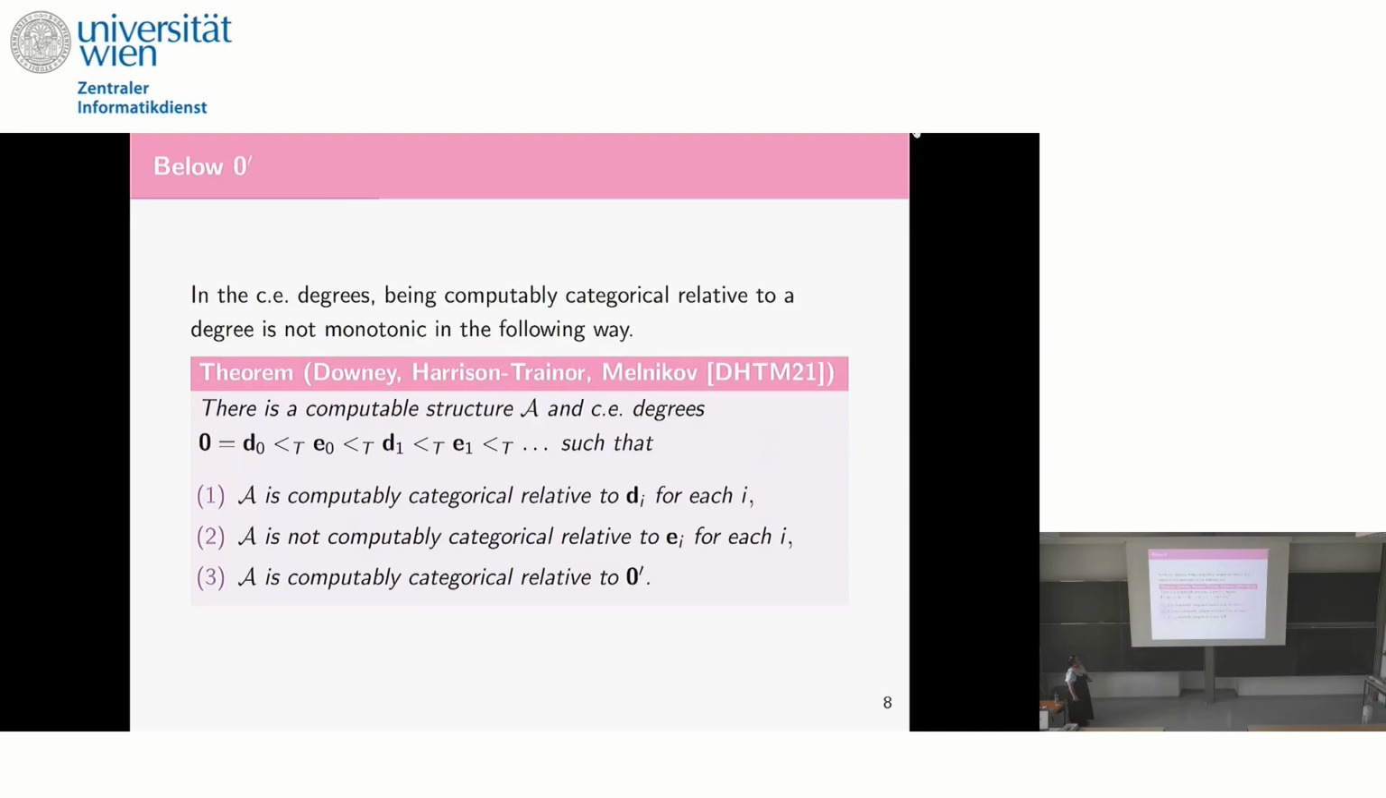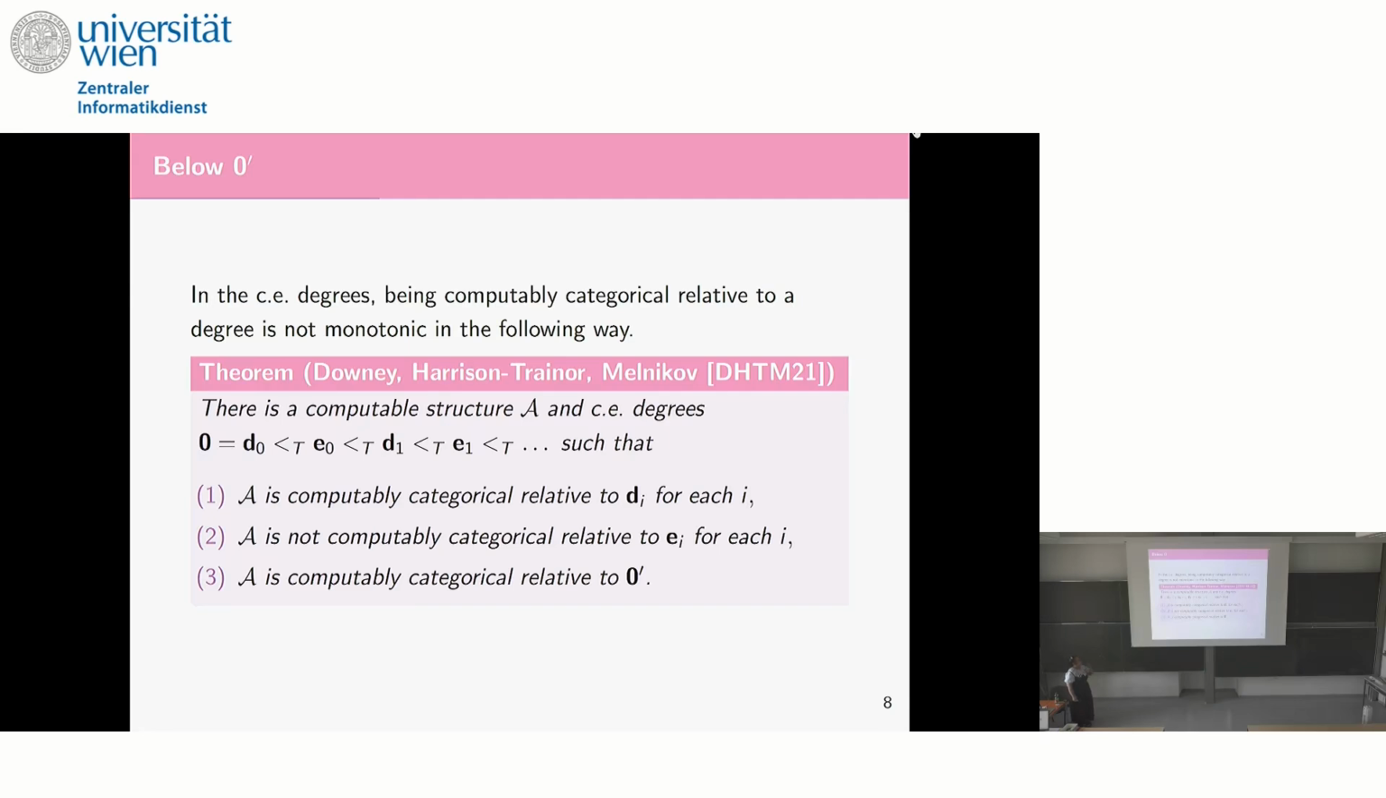So let's just focus on the gap below 0 prime. So above 0 and below 0 prime. Already below 0 prime, this notion of relativized categoricity does not behave well at all. This is a result by Downey, Harrison, Trainer, and Melnikov.